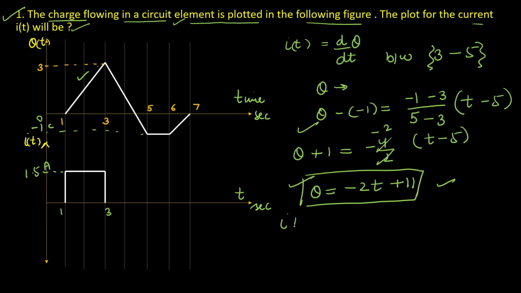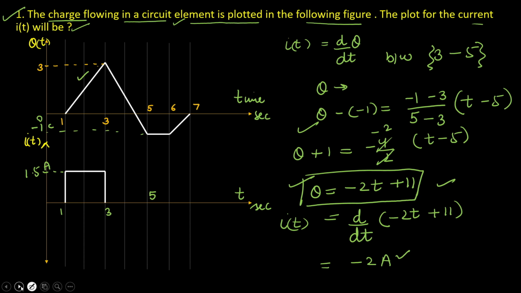So the current will be equal to the differential of this, d by dt of (minus 2t plus 11), and that comes out to be minus 2 amperes. So between the interval 3 to 5, we are getting the value of the current to be minus 2 amperes.